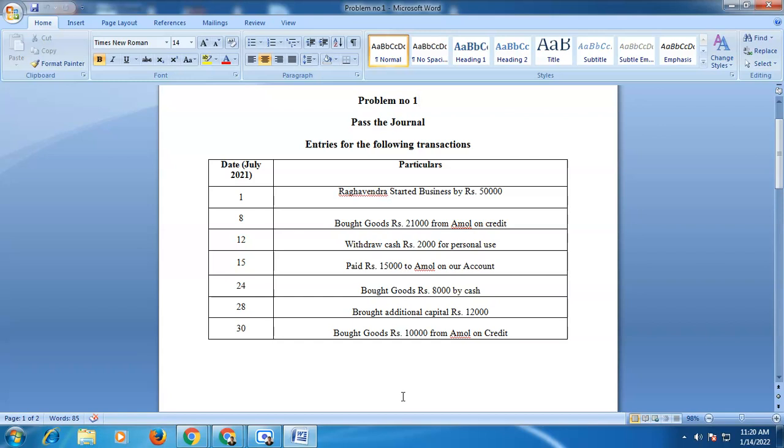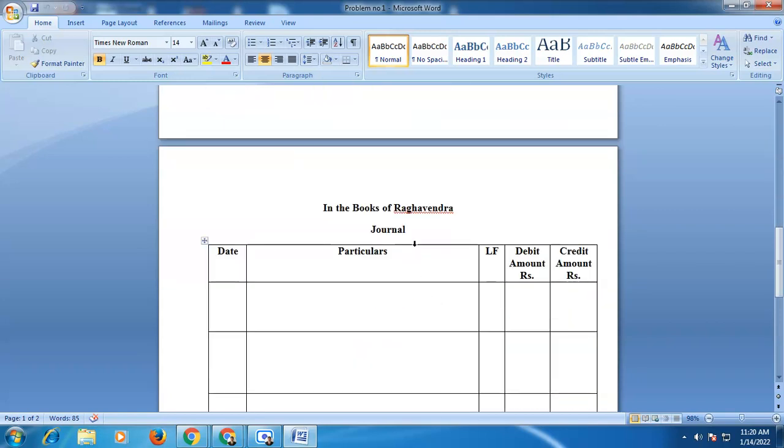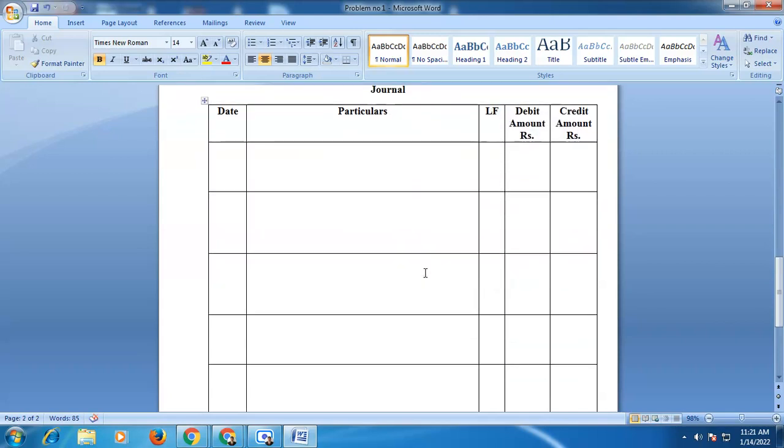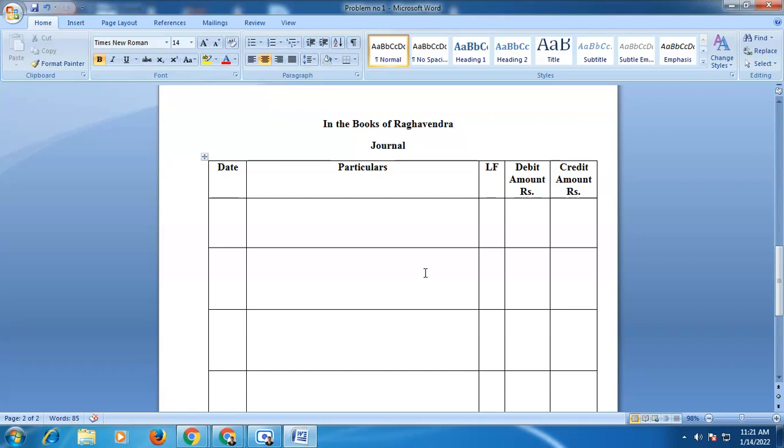So now students, we can apply the golden rules of accountancy while passing the journal entries in the books of account. Now you can see here, this is the format. सगळ्यांना दिसतोय बरोबर? This is the format of journal entry. First column is date, second is particulars, third column is ledger folio. हा एक नंबर असतो लेजर फोलिओचा. डेबिट अमाउंट रुपीज आणि क्रेडिट अमाउंट रुपीज.